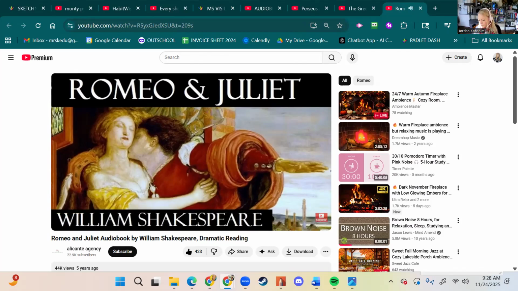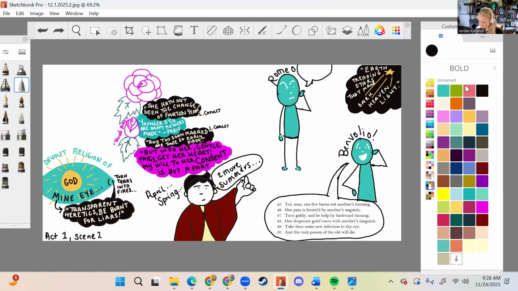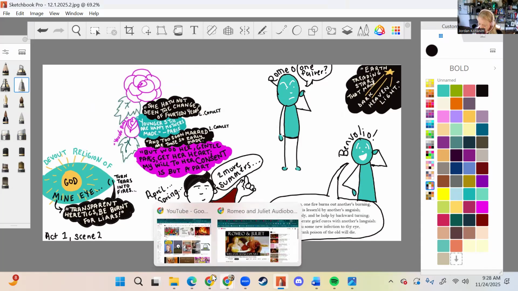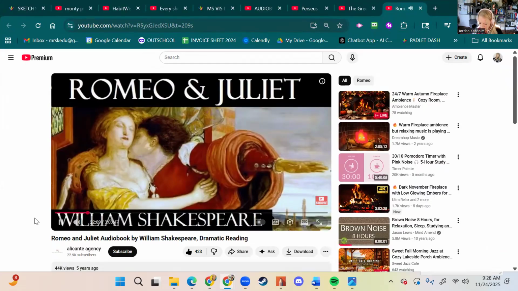Whom thou so lovest, with all the admired beauties of Verona. Go thither, and with unattainted eye compare her face with some that I shall show, and I will make thee think thy swan a crow. When the devout religion of mine eye maintains such falsehood, then turn tears to fires. And these, who often drowned, could never die, transparent heretics, be burnt for liars. One fairer than my love? The all-seeing sun ne'er saw her match since first the world begun.